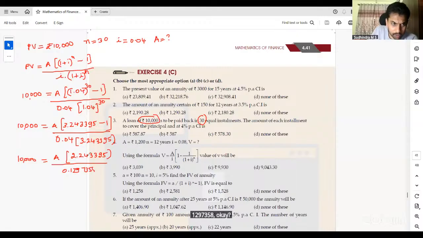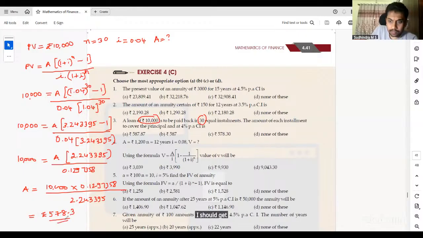If I send these to the other side, A will be 10,000 multiplied by 0.1297358 divided by 2.243395. If I simplify this, I should get 578.3, and values like 0.29, 0.3, 0.31 are fine. So option C is the annuity amount. Did we get this? Solve this, complete this. Those who have already completed, you can come to question number 7.